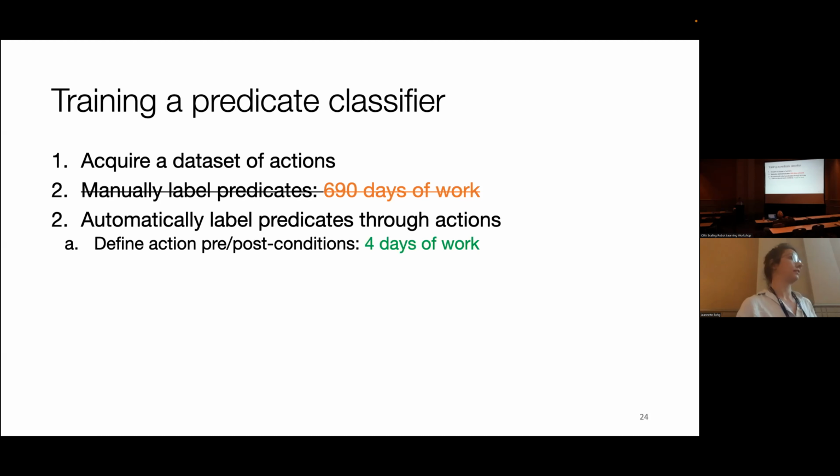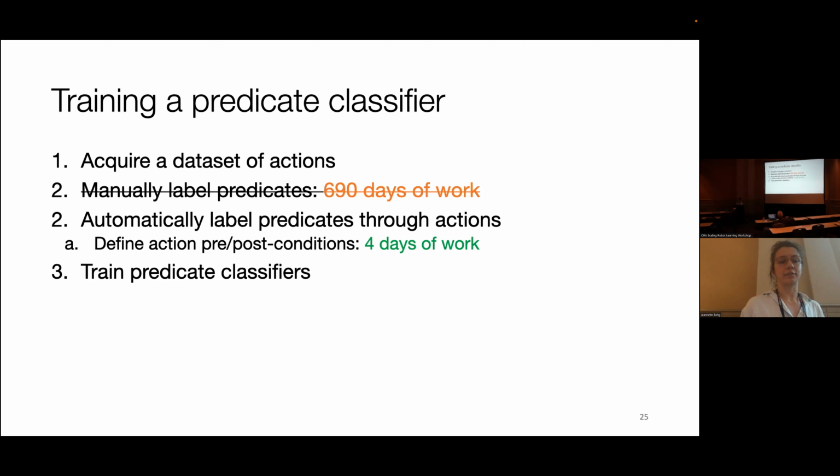What this still involves, though, is to define action pre and post conditions for each of these 174 different action classes. If we're training predicate classifiers for a custom task planning application, this comes for free with the task planning domain. But the 20 billion data set wasn't designed with task planning in mind. So Toki needed to define pre and post conditions for these 174 different actions. And for him, it took about 4 days, which is a huge difference, obviously, to the 690 days of work.